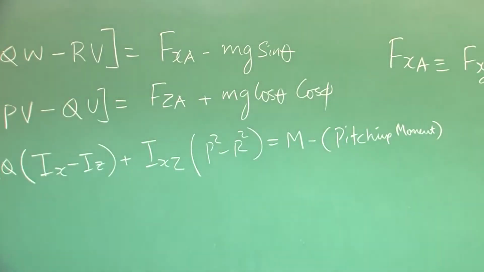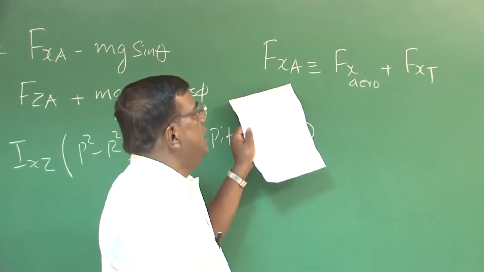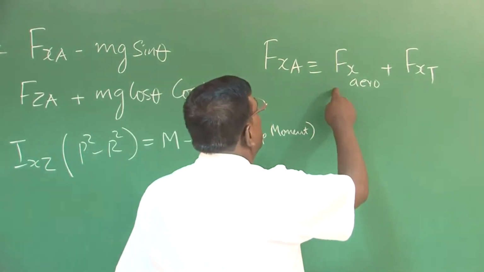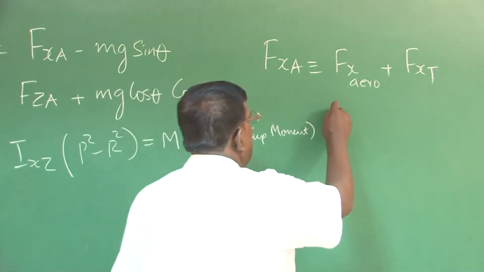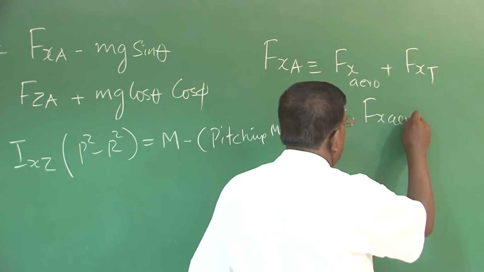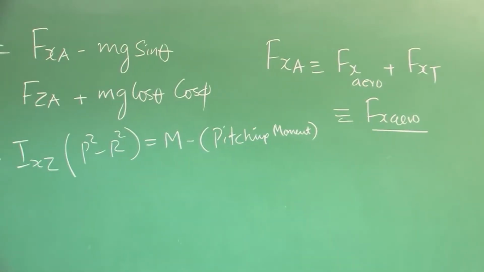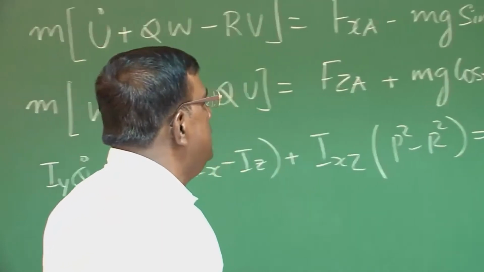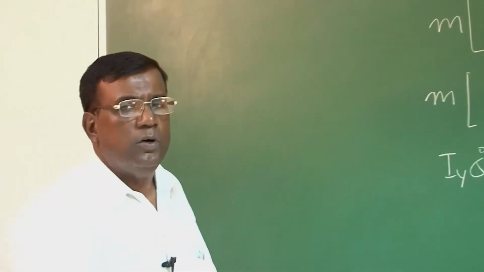To make our life simple, we'll make an assumption that whatever treatment I do for F x aerodynamic, a similar treatment could be made for F x thrust. We'll give some examples as we mature, but at this point we'll assume that our F x a is basically F x aero, right? With a clear-cut understanding that if I understand how to handle F x because of aerodynamics, I know how to handle F x because of thrust also. We'll understand this in clear terms as we develop the perturbed equations of motion. So this is basically the longitudinal perturbed equation of motion we are looking for.